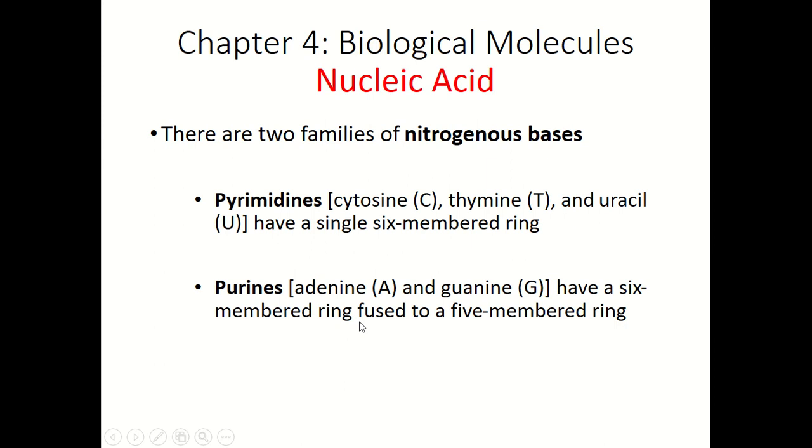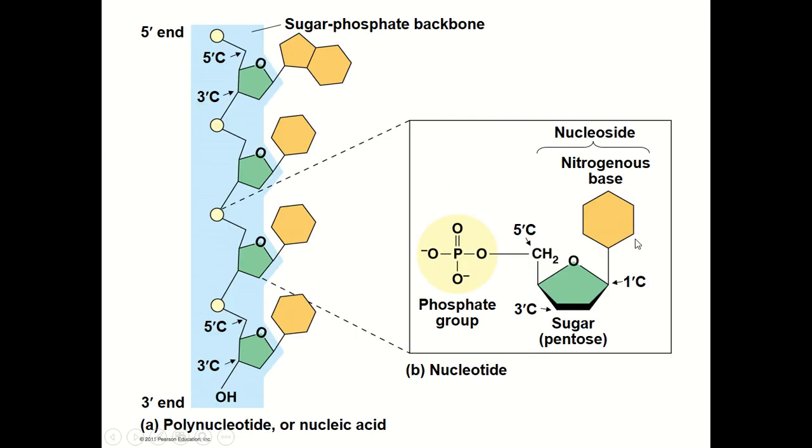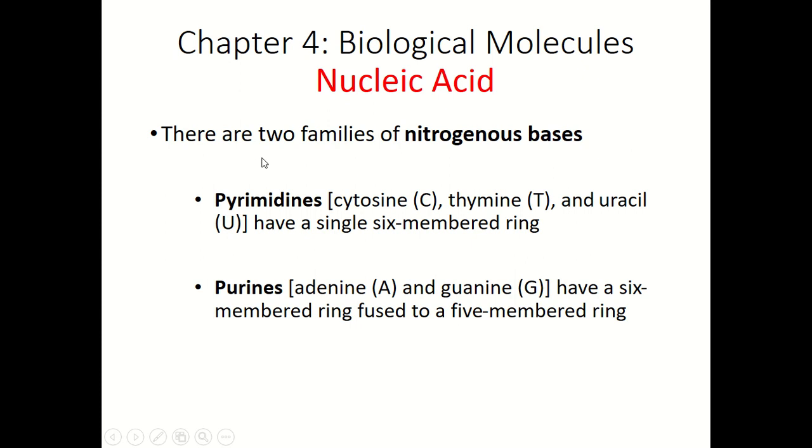And the nitrogenous base, which is referred to as the orange one, is differentiated into two families. First, we have pyrimidines, consisting of cytosine, thymine, and uracil, in which thymine can only be found in DNA and uracil can only be found in RNA, and their structure has a single six-membered ring. I will show it to you later. Meanwhile, the family of purines consists of adenine and also guanine. So let's look at the structure of pyrimidine and purine.